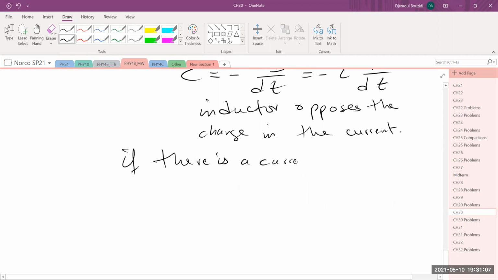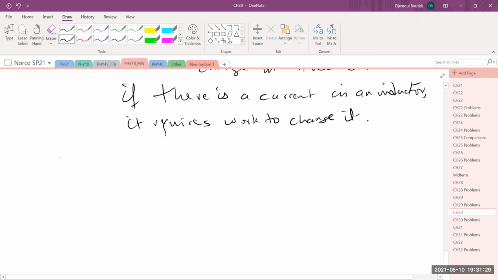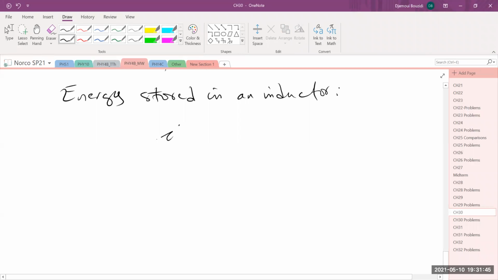If there is a current in an inductor, it requires work to change it. So let's see how much energy is stored in an inductor. Energy stored in an inductor. So assume with me for a moment that there is already a current going on in the inductor, I.